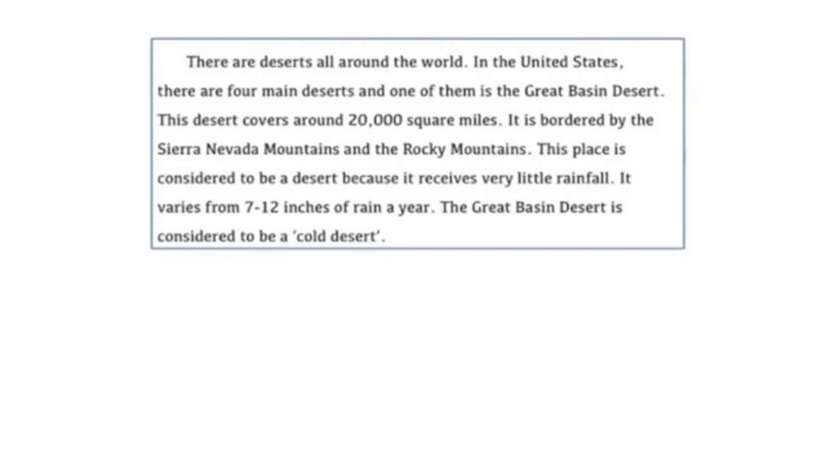Follow along. There are deserts all around the world. In the United States, there are 4 main deserts, and one of them is the Great Basin Desert. This desert covers around 20,000 square miles. It is bordered by the Sierra Nevada Mountains and the Rocky Mountains. This place is considered to be a desert because it receives very little rainfall. It varies from 7 to 12 inches of rain a year. The Great Basin Desert is considered to be a cold desert.